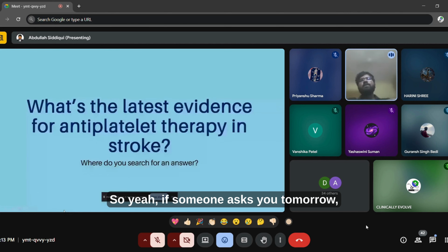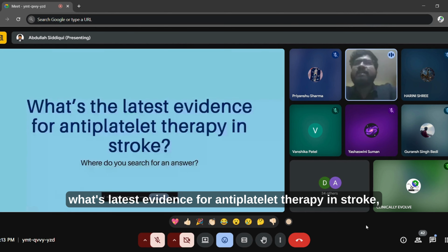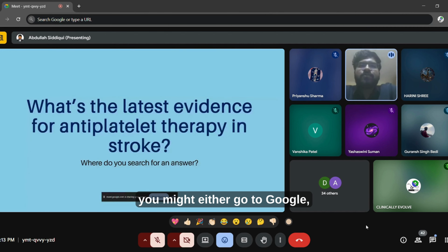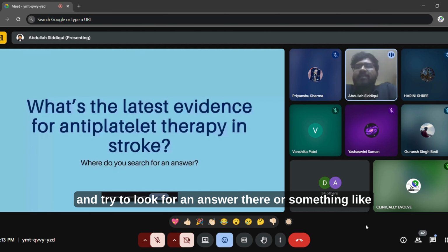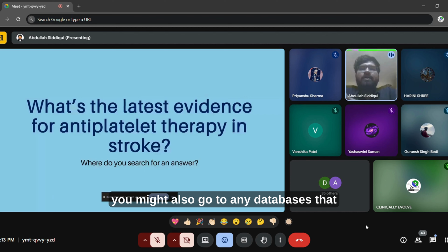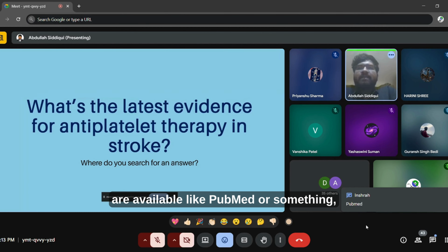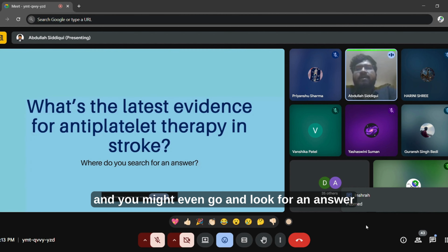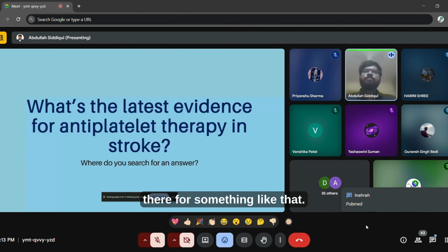If someone asks you tomorrow what's the latest evidence for antiplatelet stroke, you might either go to Google, just search it on Google, or you might go to ChatGPT or your textbooks and try to look for an answer there. If you have done some kind of literature review in the past, you might also go to any databases that are available, like PubMed, and look for an answer there.